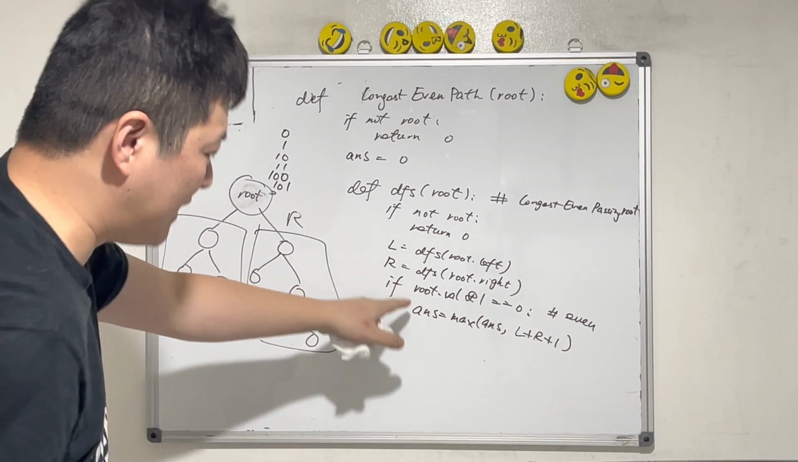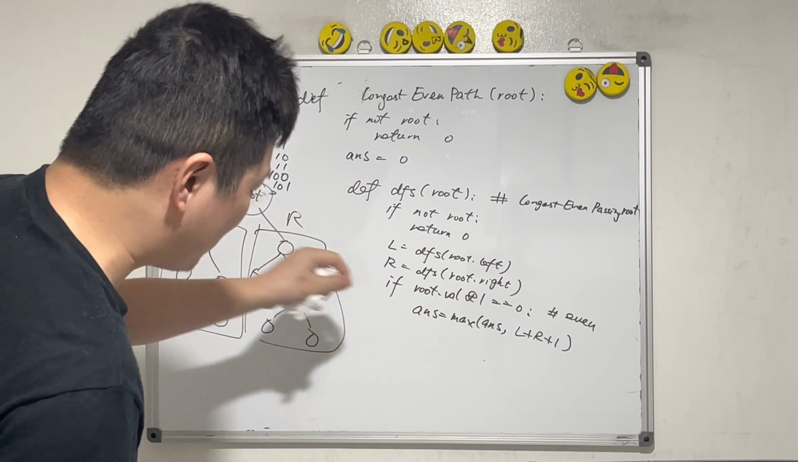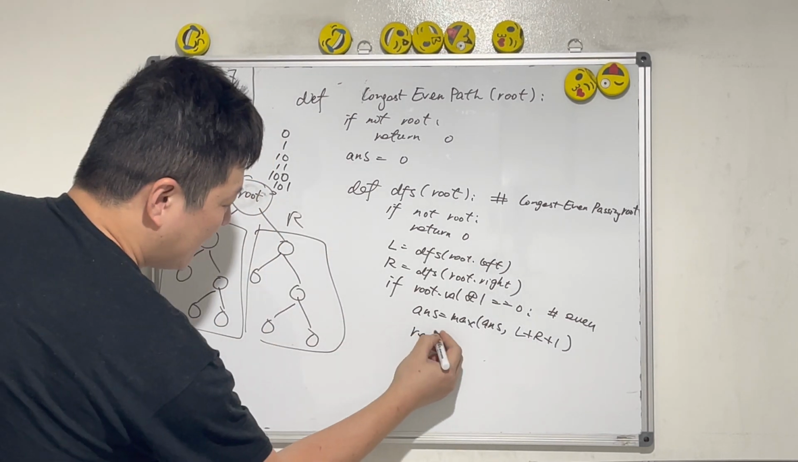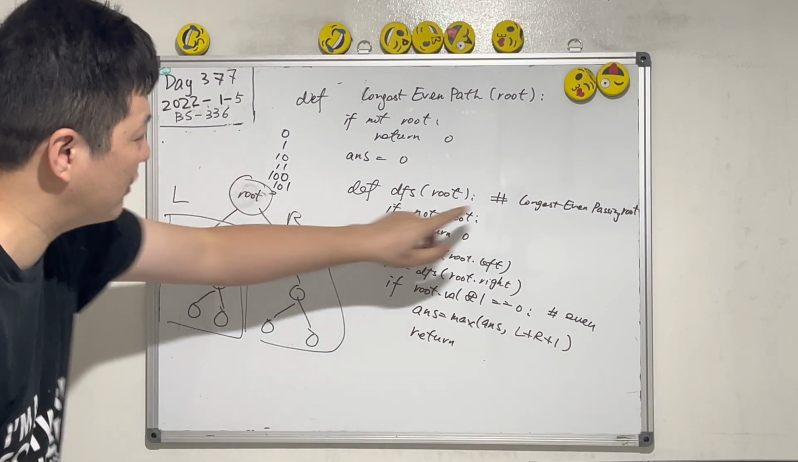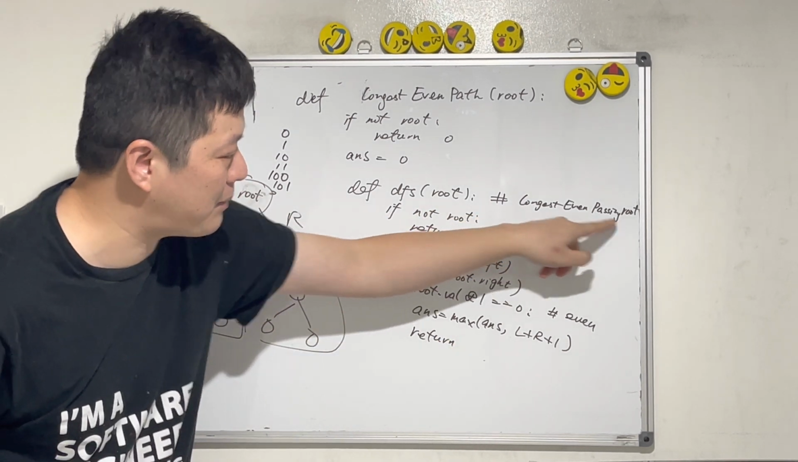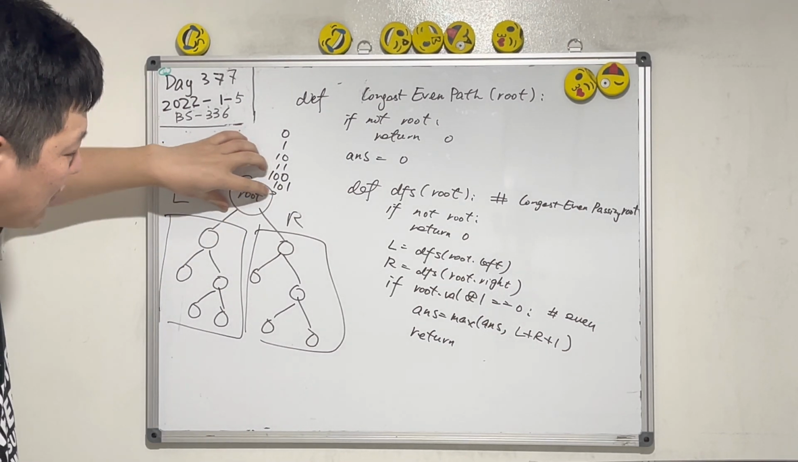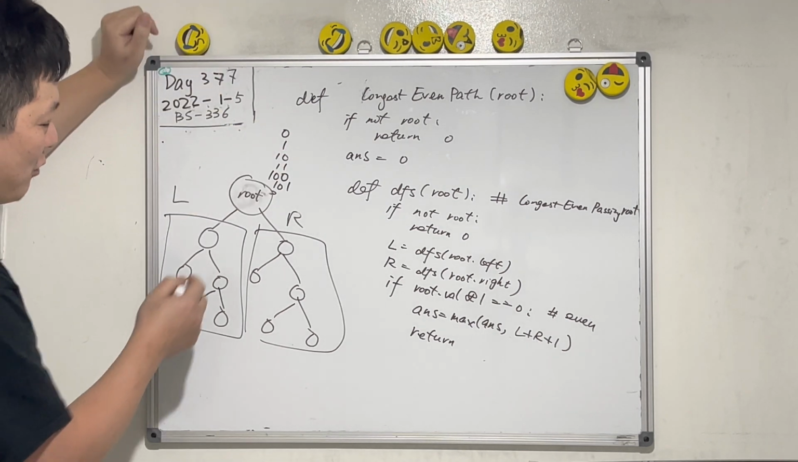If the root's value is an even number, then what should we return? So this function returns the longest even path passing the root, right? Okay, so now I want to return. If this is an even number, what should I return?